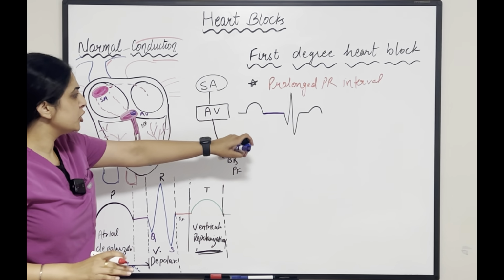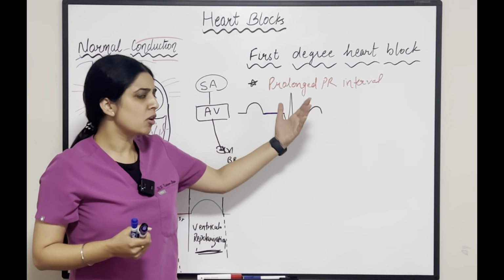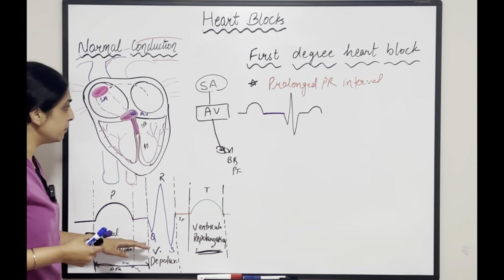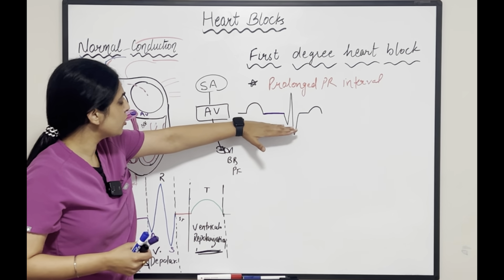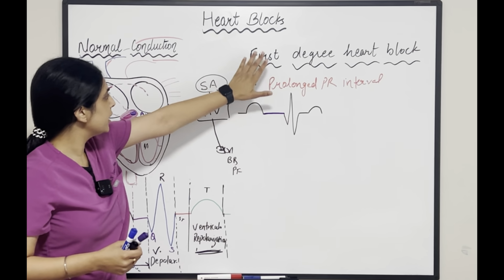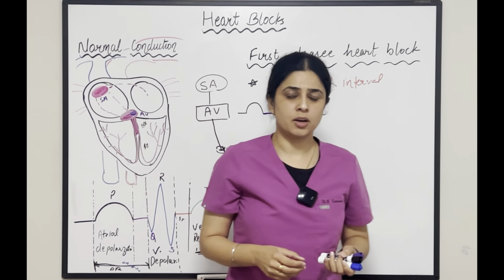So on the ECG, you will see that heart rate is normal, rhythm is normal, it looks like normal sinus rhythm, but there is a difference in the PR interval. So the PR interval in first degree heart block is prolonged. So that is a major characteristic.